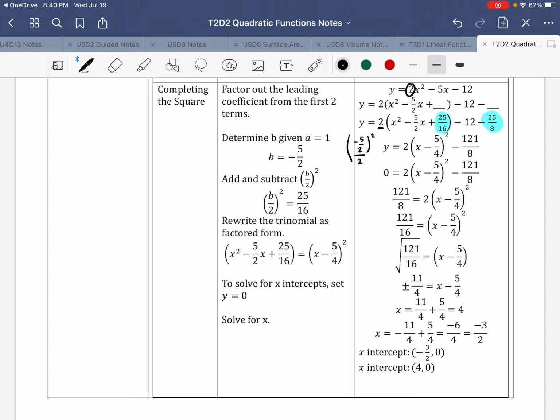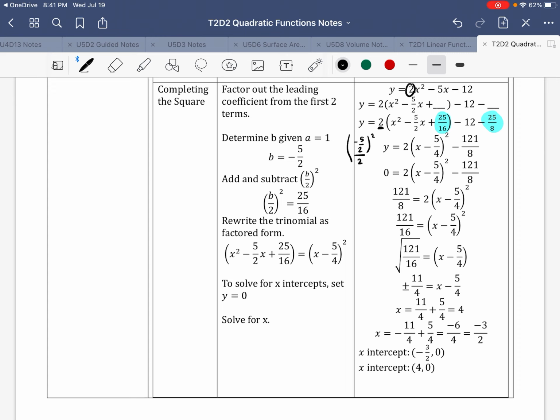Now x squared minus 5 halves x plus 25 over 16 is a perfect square trinomial that is equal to x minus 5/4 squared. We can get this 5/4 value because it will always be half of your b value. So here -5 halves divided by 2 is -5/4. And then I just used a calculator to reduce -12 minus 25/8. Okay. From here, we have it in our vertex form.